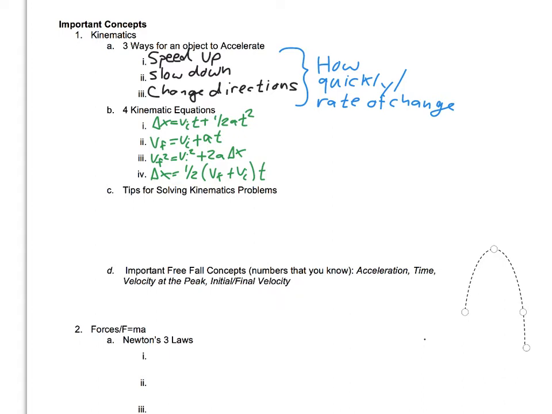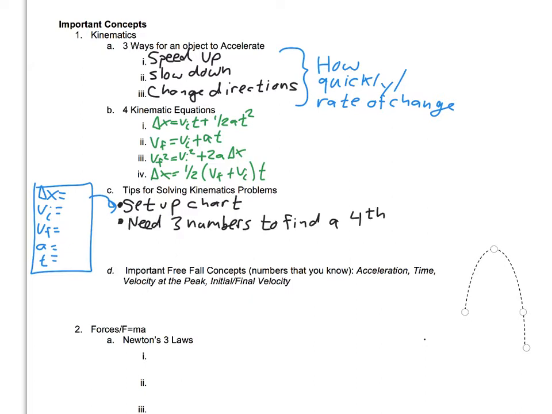All right, a few tips for solving these problems. I always think it's important to set up that chart right off the bat with all five of the variables, delta x, vi, vf, a, and t. And for me, that helps determine what I know, maybe what I need to reread the problem for to get, and ultimately what equation to use to solve for whatever I'm looking for in the problem. Keep in mind we always need three numbers to find a fourth, so that's really your goal, is to try and find three of those numbers, and that will allow you to solve for a fourth one.